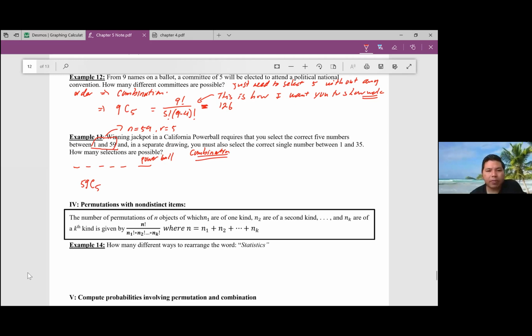So that's for the first 5 numbers, and then for the last Powerball number, we need to select one single number between 1 and 35. So in this case, n equals 35. So I have 35C1, right, for the Powerball. And this one here is just the 5 numbers.